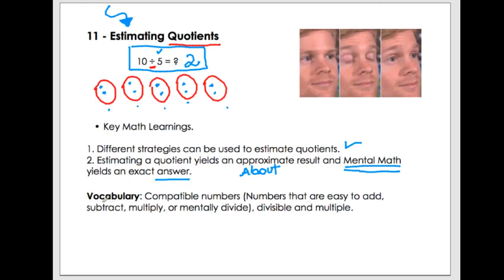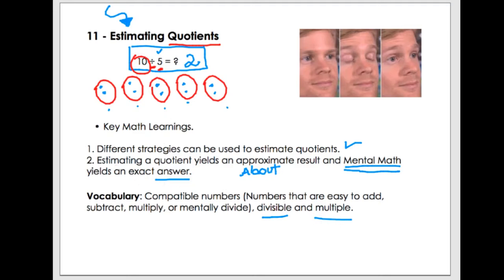So here, vocabulary: compatible numbers. What does that mean? Numbers that are easy to add, subtract, multiply mentally, and including here to divide because we are learning division, okay? And here two new words, divisible and multiple. What does that mean? Divisible, we can say here that 10 is divisible by 5. Why? Because 10 shows in the multiplication table of 5.